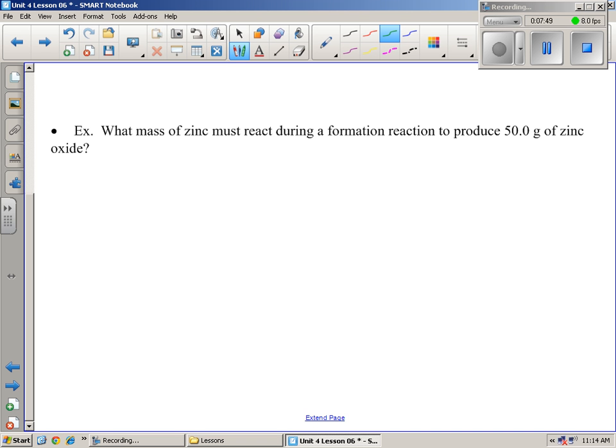Okay? So, to do that, here's our first example. In order to do these questions, obviously, I don't have to tell you this, but it says what mass of zinc must react during a formation reaction to produce 50 grams of zinc oxide. You need to be able to come up with a chemical equation for this. If you cannot, or if you get the wrong one, you're going to get this question wrong, and pretty much every other question wrong in this unit. Okay? So, you need to know this is a formation reaction. We want to make zinc oxide.